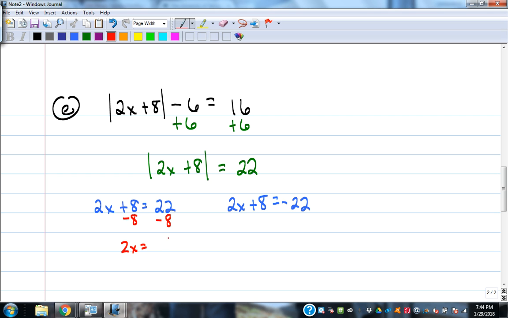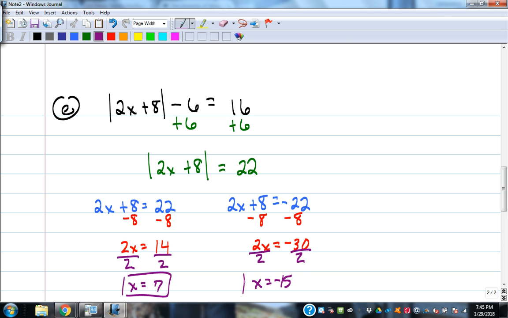Subtract 8 to get 14. And then divide by 2 to get 7. Same steps over here, different answer. 30 divided by 2 is negative 15.